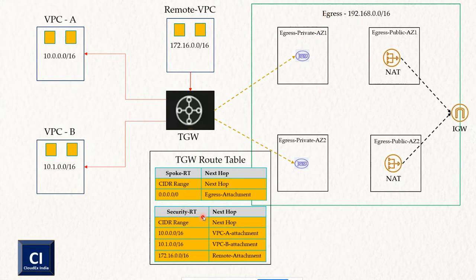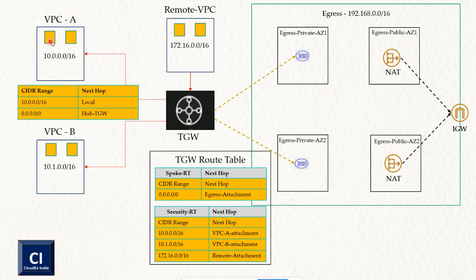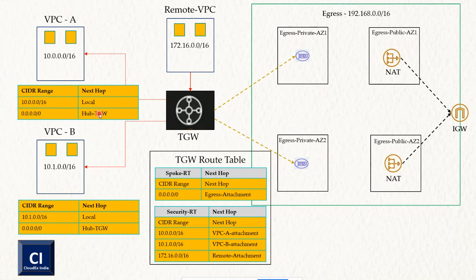In the other route table under the same Transit Gateway, which is the security route table, I will associate the egress VPC and create routes for VPC A, B, and the remote VPC. On the other side, in VPC A, I will create routes. The first is local, so that if virtual machine 1 wants to communicate with virtual machine 2, they will follow the local route and communicate. The rest of the communication will follow the second route, which is 0.0.0.0/0 pointing to the hub Transit Gateway. The same thing happens with VPC B and the remote VPC.